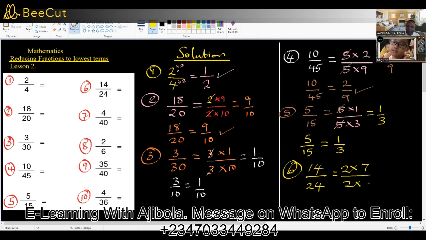So now 2 times what will give me 24? That's going to be 24. No, I mean, that's going to be 14. No. What? Yeah, 2 times 12. Oh, that's going to be 12. Yes. So I can now divide this, okay? Then I have 7/12. So I can say 14/24 equals 7/12. Is that clear?